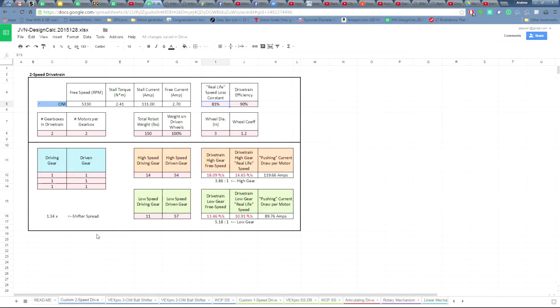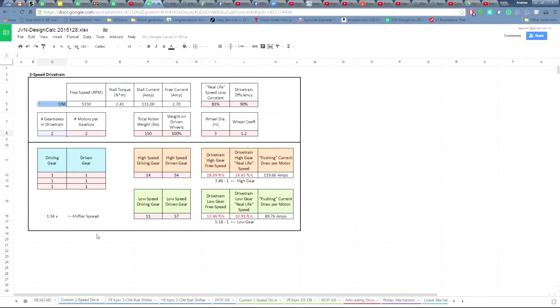Next one is drivetrain efficiency, and that sort of helps along with free speed. That's just going to say, okay, in the end, you may lose 10% just to miscellaneous reasons. I usually don't touch these. Unless you really know what you're doing and you've done your own tests, I wouldn't touch them.